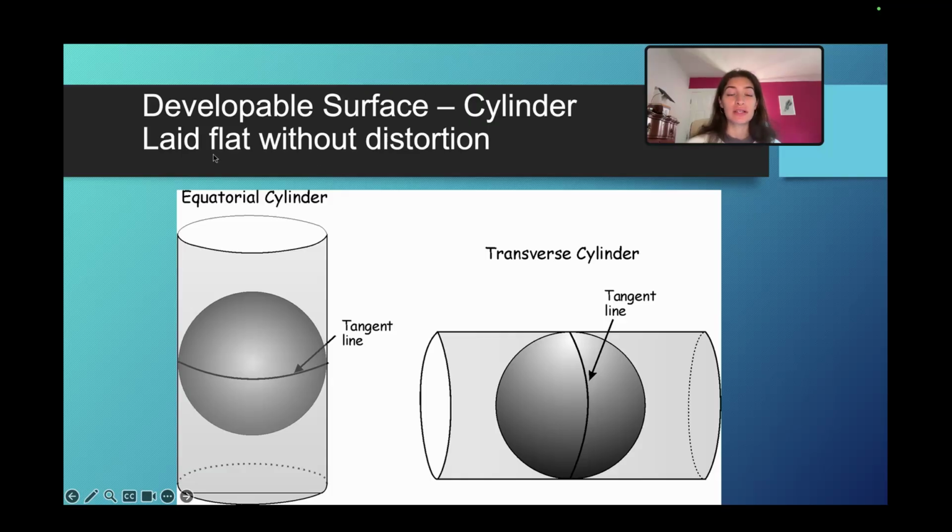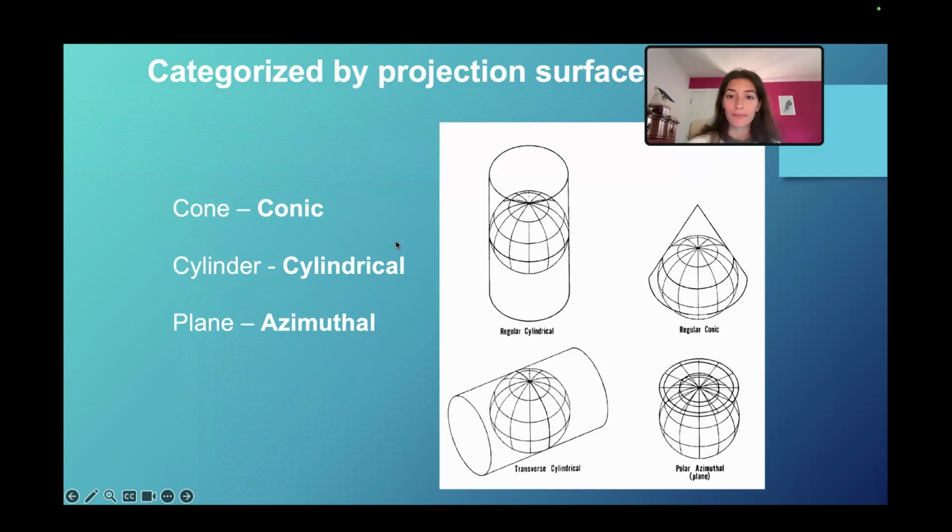In this case, we have a cylinder. You can see that this is an equatorial cylinder. The tangent line is right there. We have our transverse cylinder. Our tangent line is more north-south compared to the equatorial. And then I think this is a much better visual for these things.